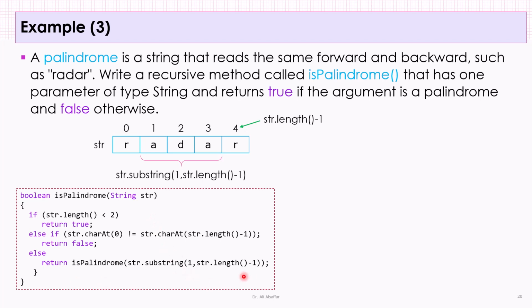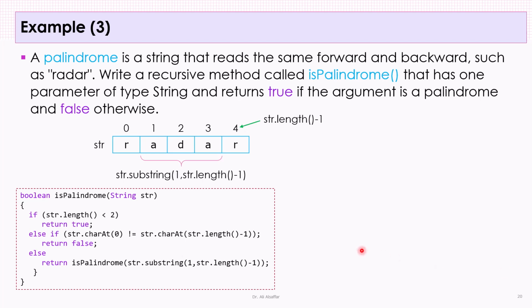But notice that every time we call the method recursively, we are passing a new string to the method. Why? Because the substring method generates a new string. This makes the implementation of the method not so efficient because it allocates space for every recursive call, and this allocation is considered a waste of memory.